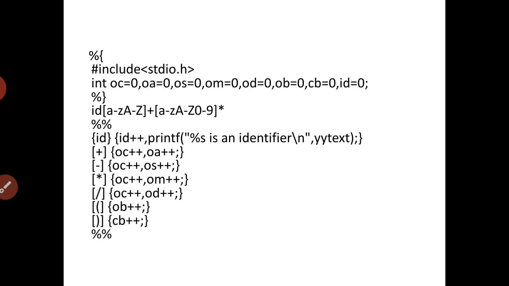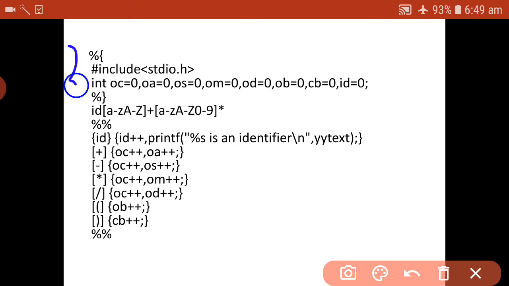Next is the main program of Lex. It is categorized into three types: the definition section, the rule section, and the subroutine or code section. This part is the definition section. This part is the rule section, and the remaining part is in the next slide, that is the user defined subroutine section or the code section.